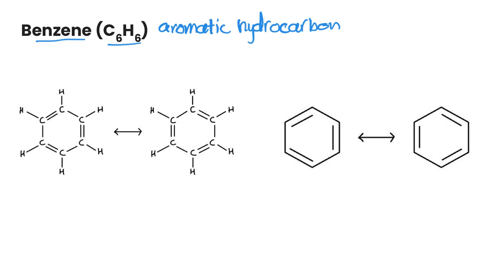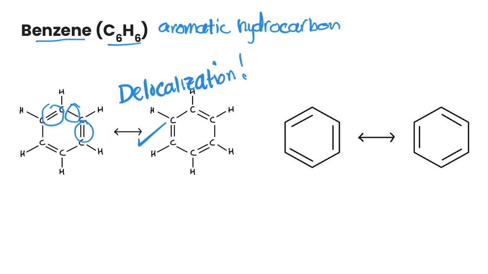Its Lewis structure is a 6-member carbon ring with alternating single and double bonds. Now, since we have these alternating single and double bonds, we can draw two possible resonance structures, which means that there is delocalization. So very important to note, whenever we have different resonance structures, we always have delocalization.